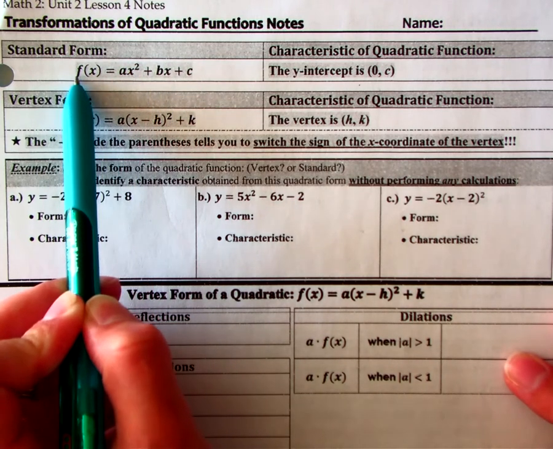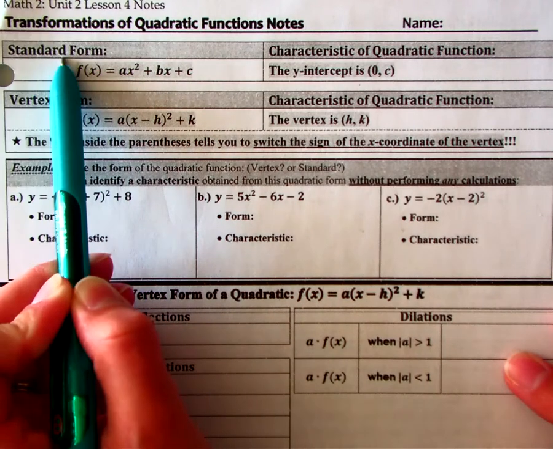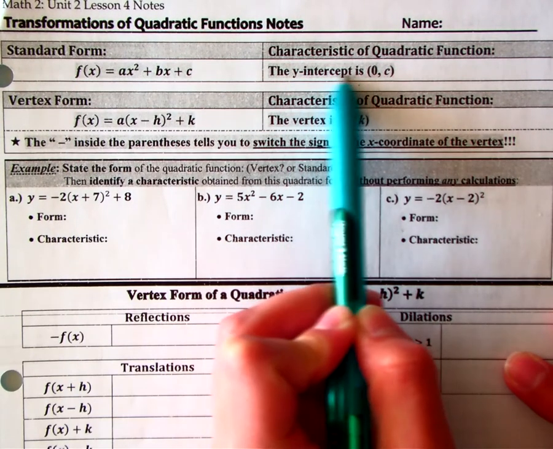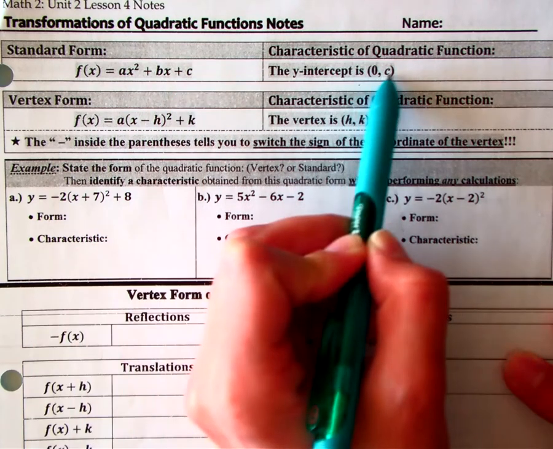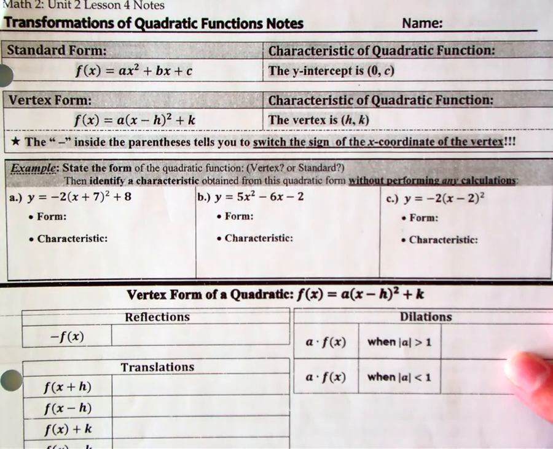So if you're given a quadratic function in standard form, we know the y-intercept immediately. This c term, that constant term, is our y-intercept. And so we find the coordinate (0, c), and that's our y-intercept.